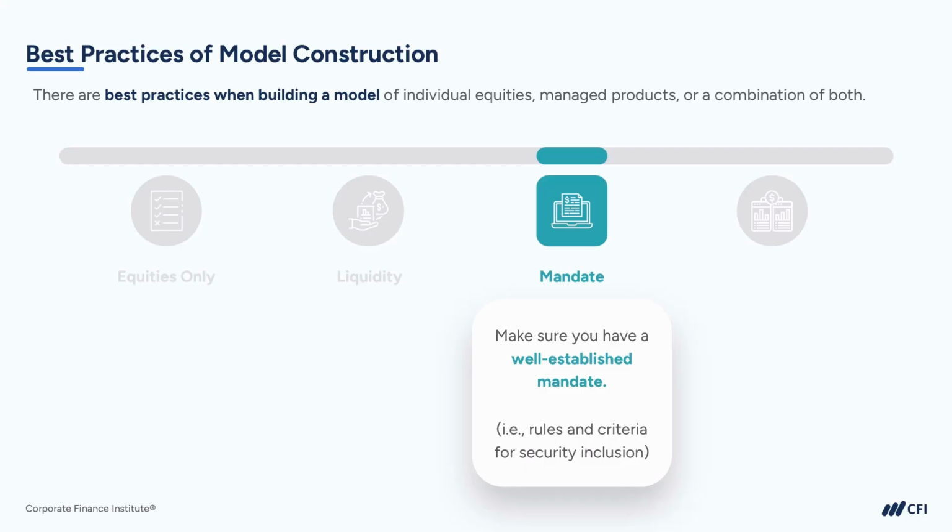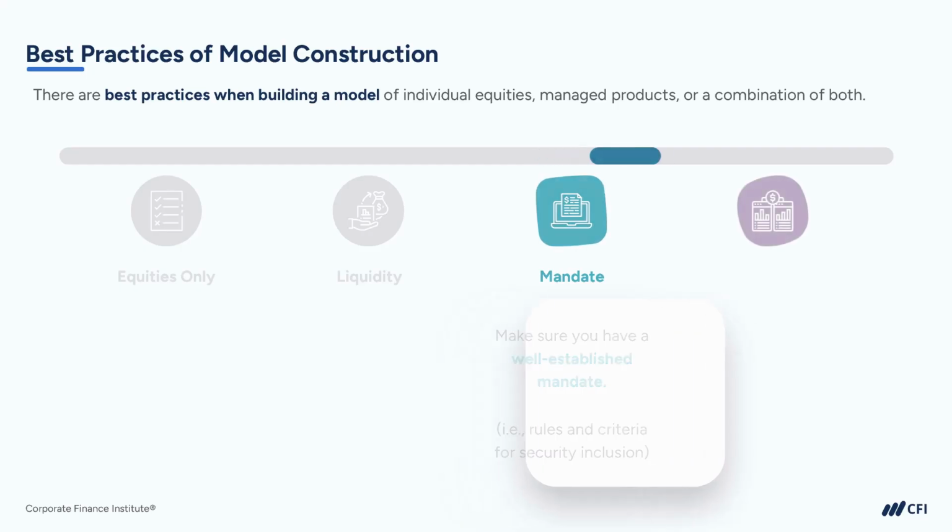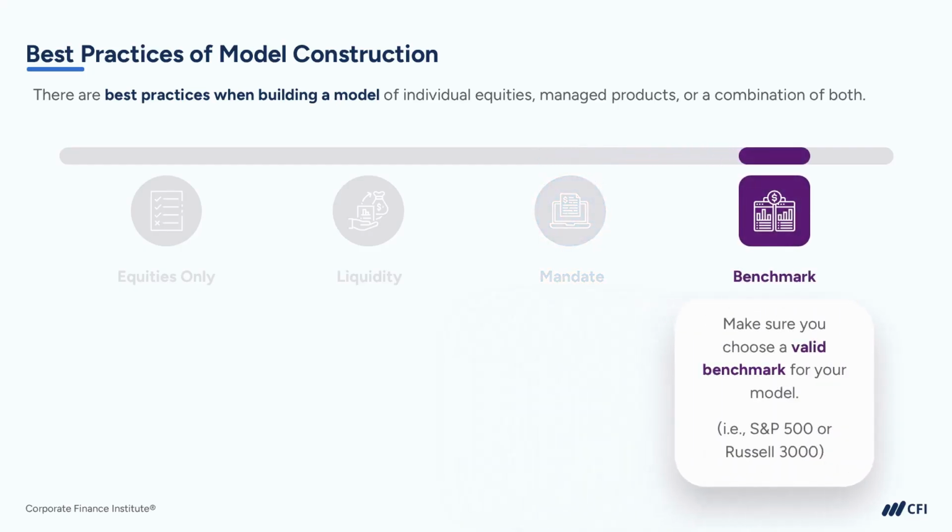Lastly, choose a valid benchmark for your model. Typically, model performance is measured against a valid, unmanaged index like the S&P 500 or the Russell 3000. By having this comparison available for any time period, both yourself and your clients will be able to see if their equity allocation is underperforming or outperforming the market.